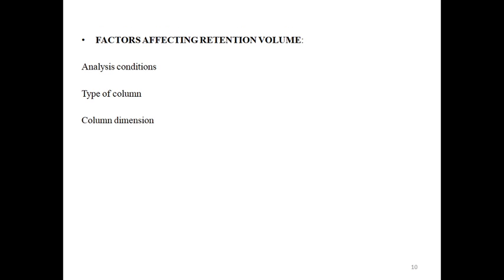What are the factors which will affect the retention volume? What are the analysis condition? That means what is the temperature, what is the pressure at that particular analysis. What is the type of column? Now this can be considered under HPLC section where the different types of columns are being used for the separation. What is the column dimension, whether the column is too long or whether it is short, whether it is a wider column or a shorter column has to be considered before even deciding what is the amount of the mobile phase that we are going to apply to the retention volume.